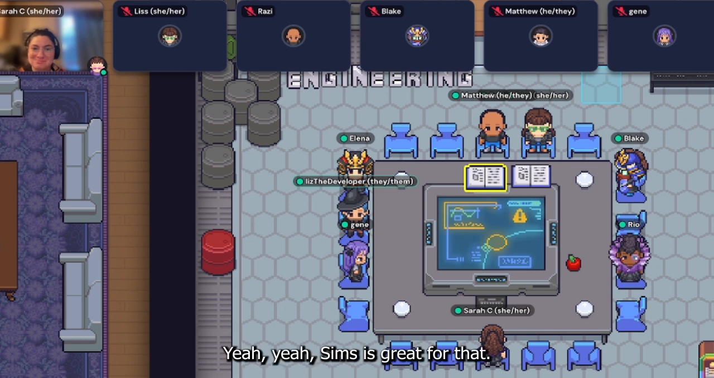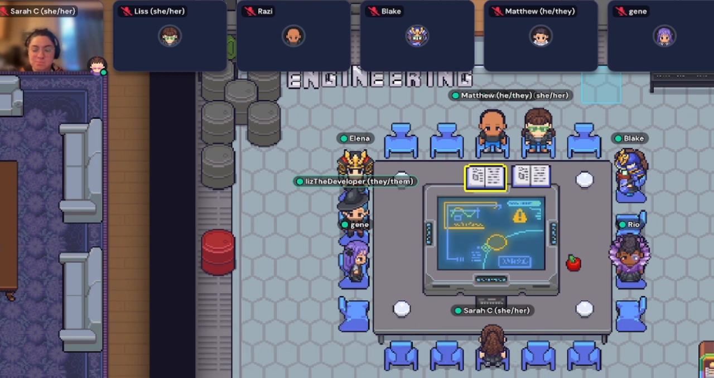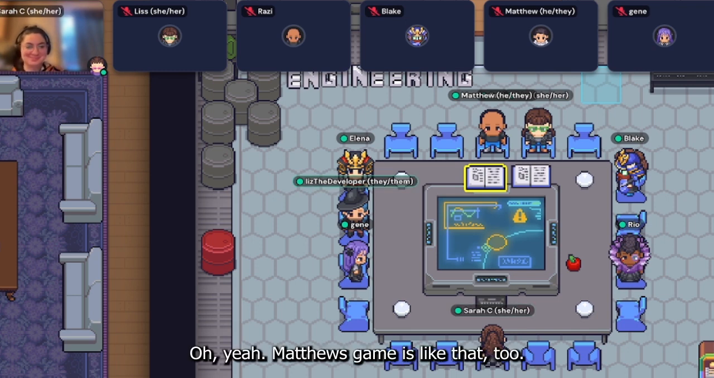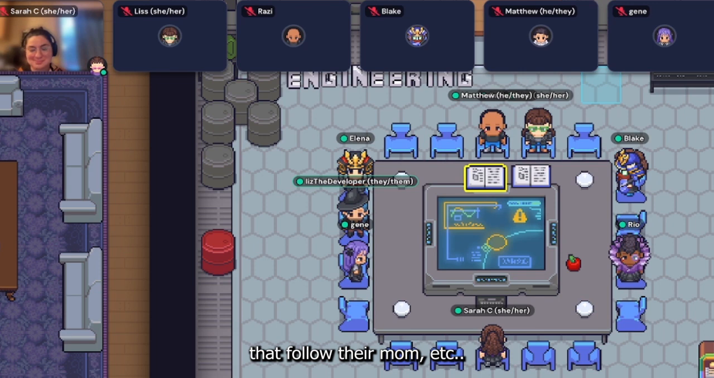Sims, yeah. Sims is great for that. Yeah, we've got individual agents. They interact. They have relationships with other agents. That is the most complex adaptive social system modeling game that there is. Also, Matthew's game. Oh yeah, Matthew's game is like that too. There's individual agents wandering around, ducks that follow their mom, etc.